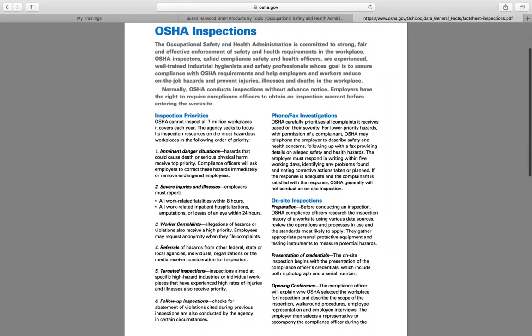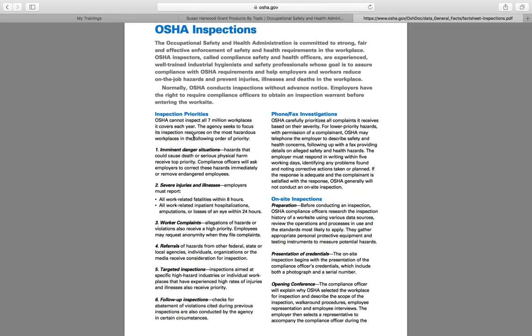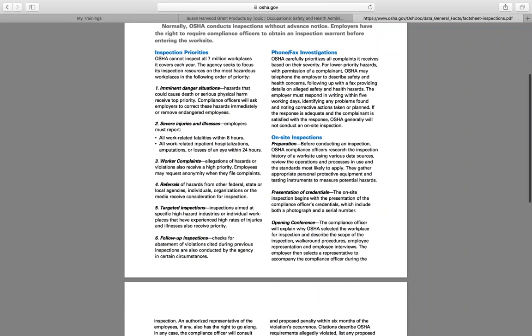The first thing to cover is why OSHA is going to inspect. They often inspect for imminent danger, severe injuries or illnesses, or fatalities. They may also come in due to worker complaints or referrals from other federal agencies, state agencies, or other companies. Maybe media coverage where they see something that's not appropriate. Maybe targeted inspections by high hazard industries or geographical regions, and also follow-up inspections. Those are all different reasons why they would come out.